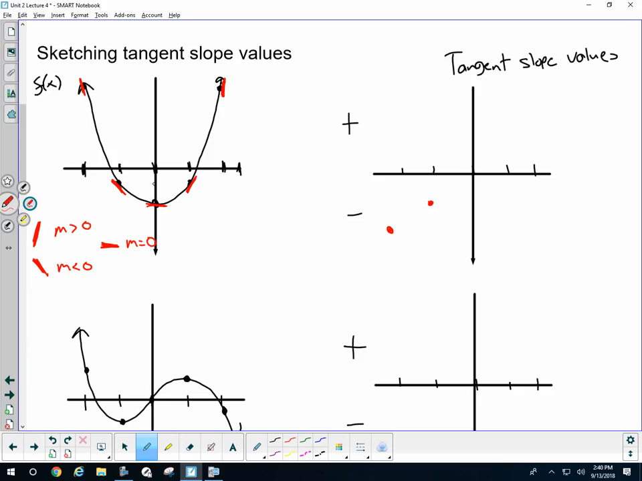And then I look at 0. Now I'm not looking at 0, I'm just looking at the slope here at 0. I see the slope is 0. Okay, it just happened to be 0. So that means that at x equals 0, I have a slope of 0.